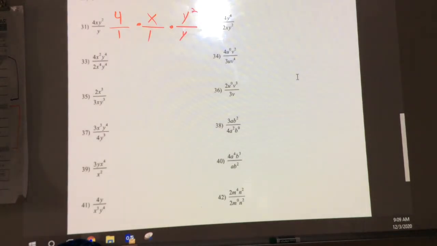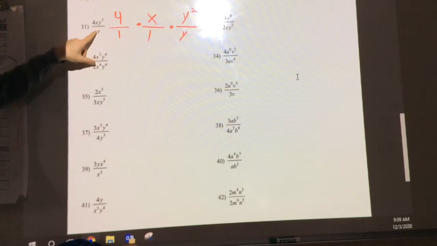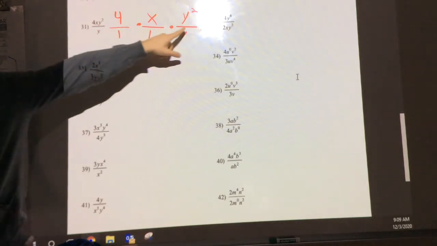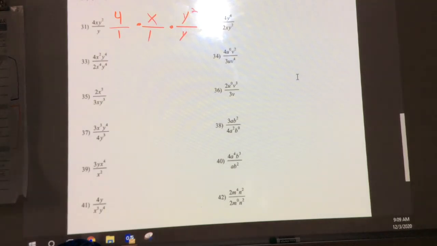So all I did was I literally just broke up everything on the top. 4 is over 1 because there's no other number beneath it. X is over 1 because there's no other x's beneath it. Because I have a y above a y, that's where my subtraction is going to have to take place. Okay? Are we okay with that so far? I basically just put them in like terms.